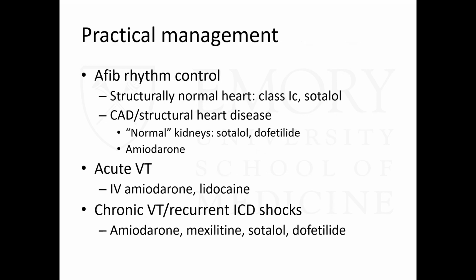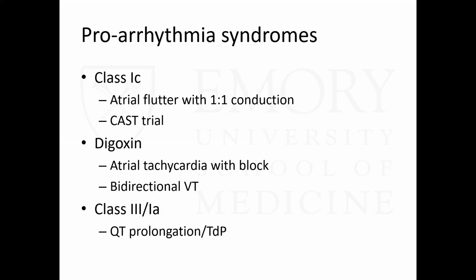So I think we've already gone through most of this. These are just summary slides, but I do just again want to highlight Class 1C antiarrhythmics. I want you to remember the pro-arrhythmia syndromes, slowing of atrial flutter with one-to-one conduction, which is why we use them with nodal agents, and the CAST trial, so don't use them in patients with structural heart disease.